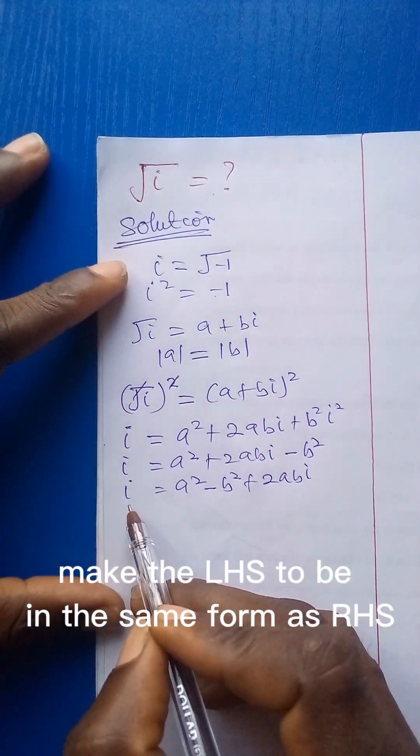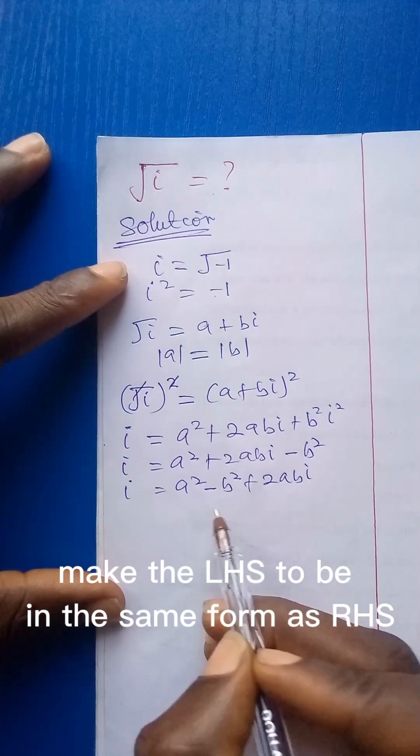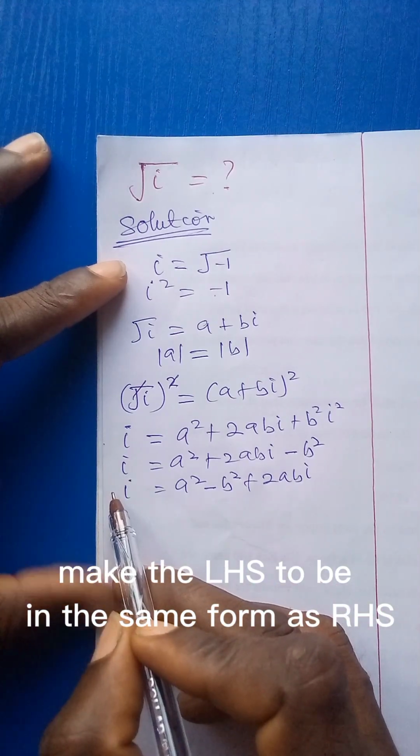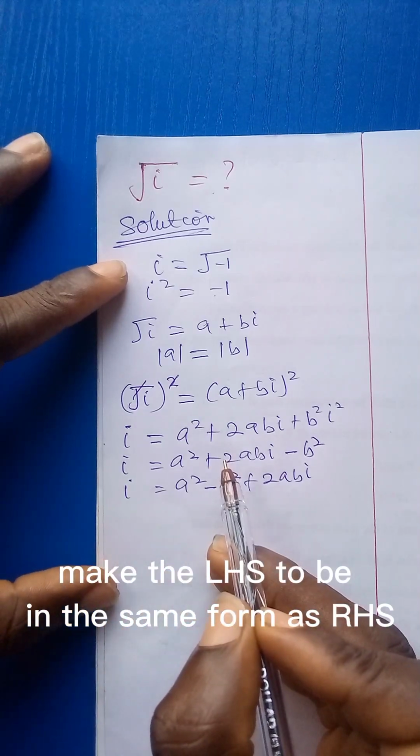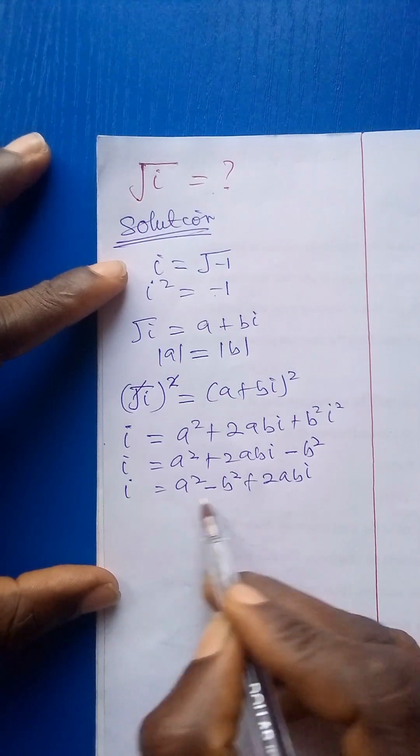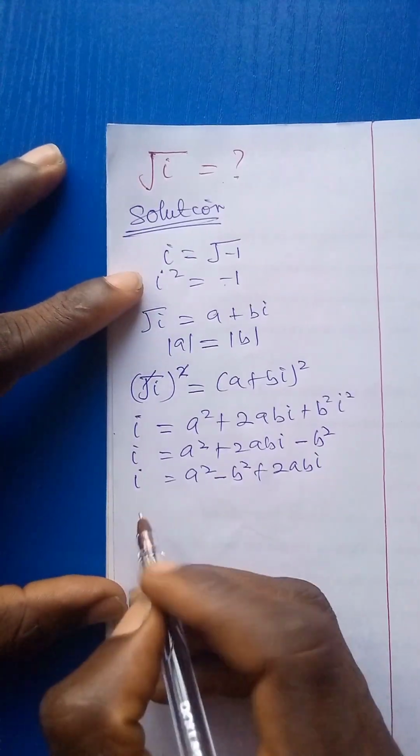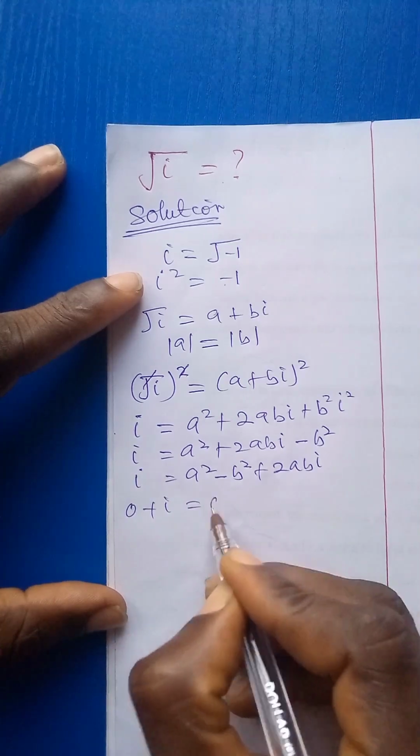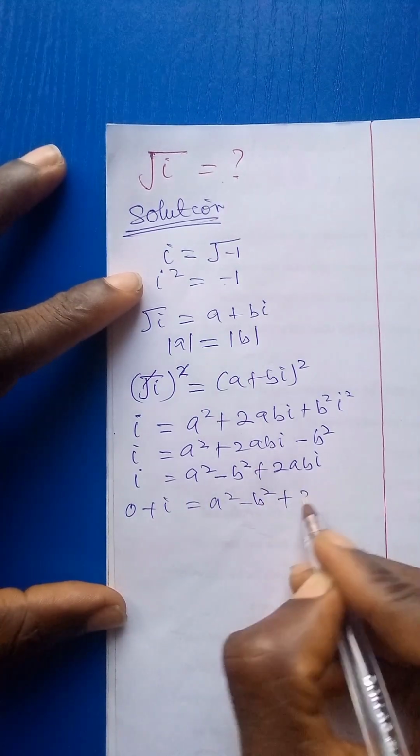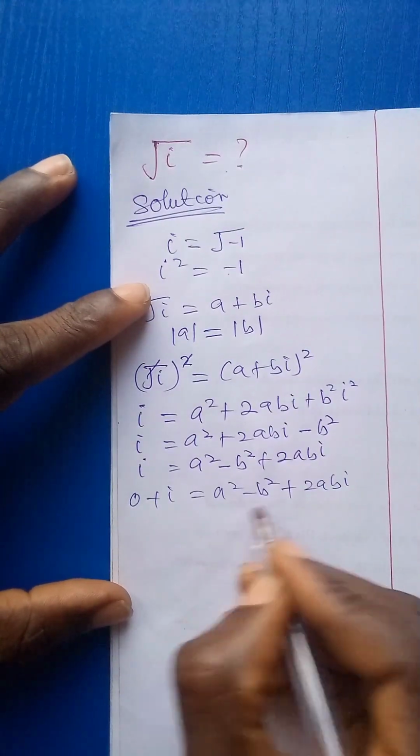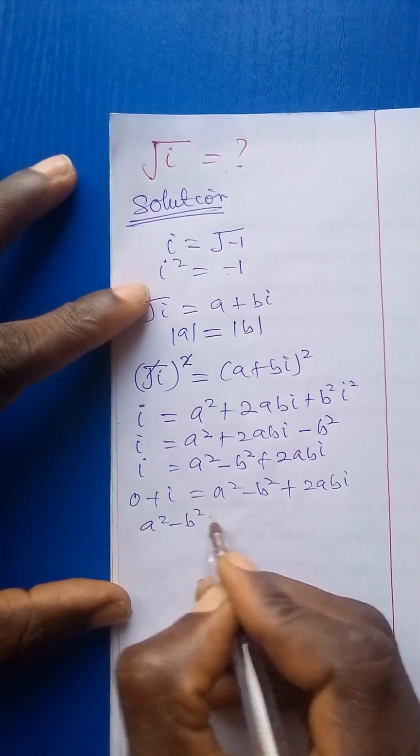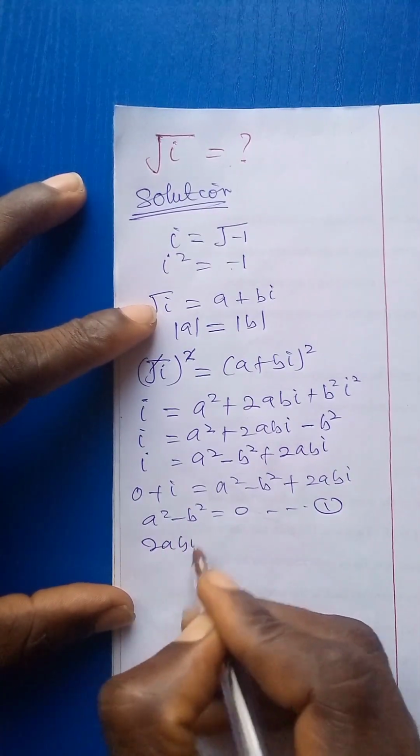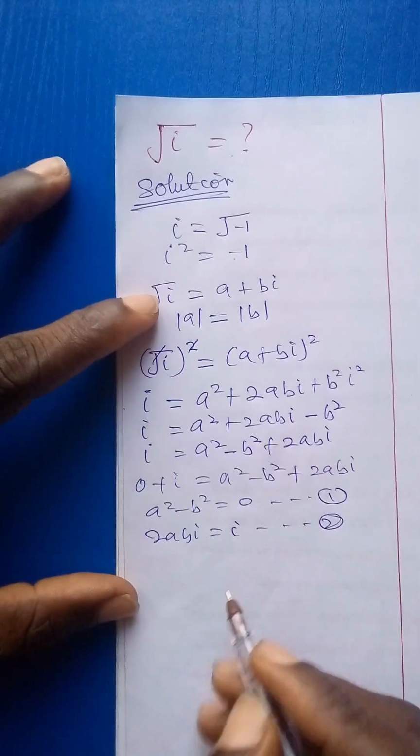Now, to properly make the term in the left hand side equal to the term in the right hand side, I have to convert this to a complex number such that I will have a real part and an imaginary part, just as we have a real part here and imaginary part. So I have 0 plus i equals a squared minus b squared, then plus 2abi. So this real part, a squared minus b squared equals 0, I will make equation 1. And the imaginary part, 2abi equals i, let's make this equation 2.